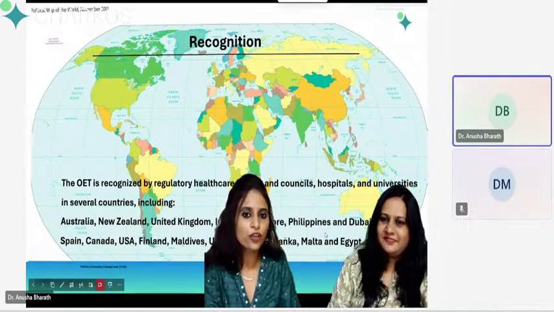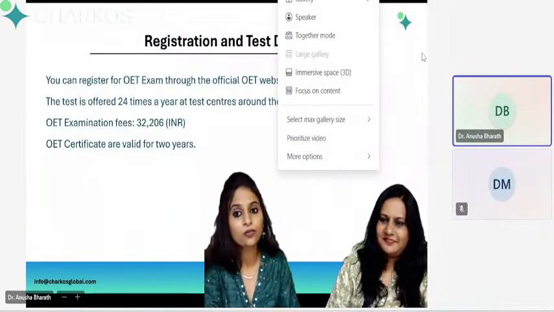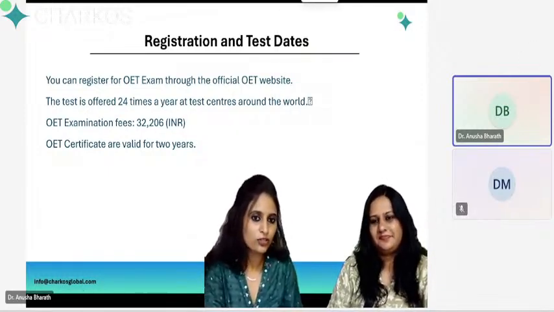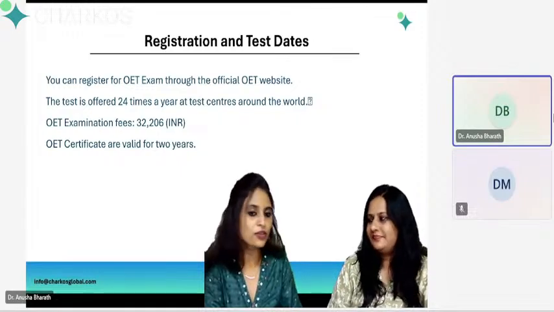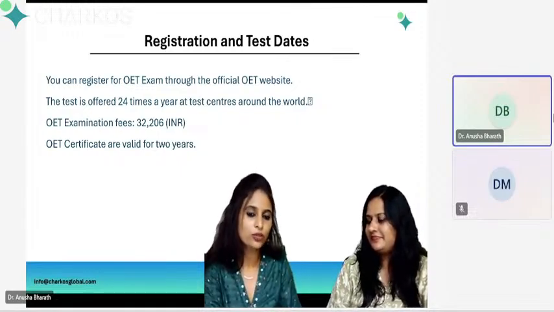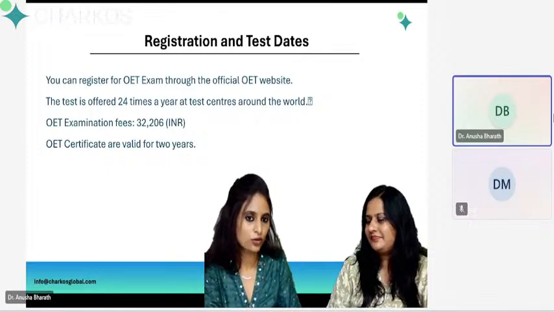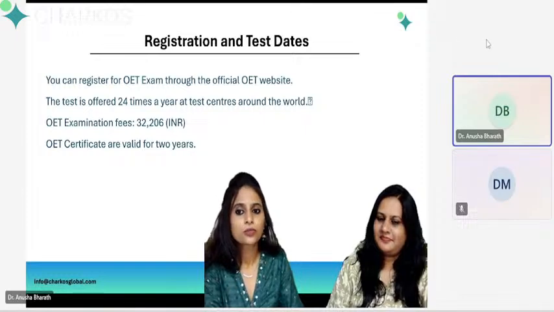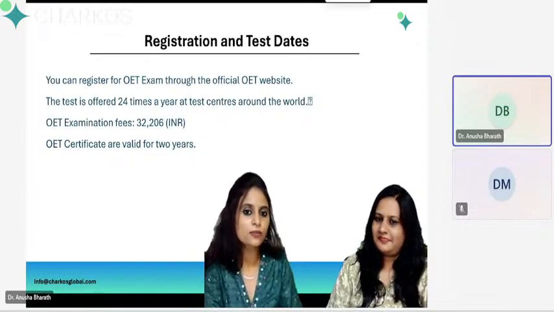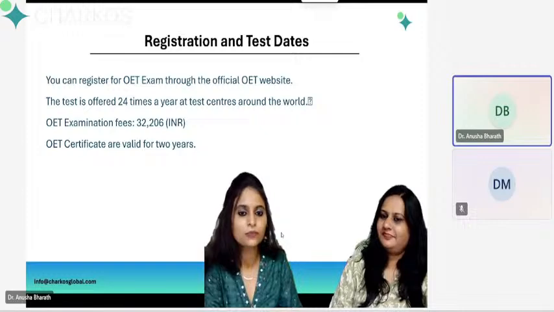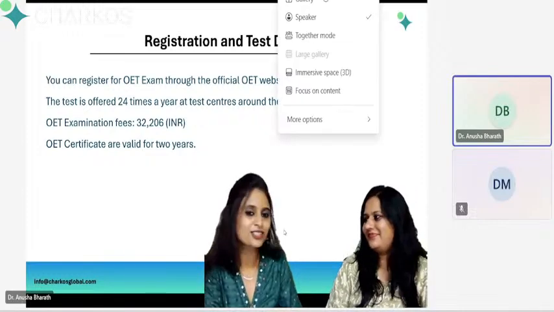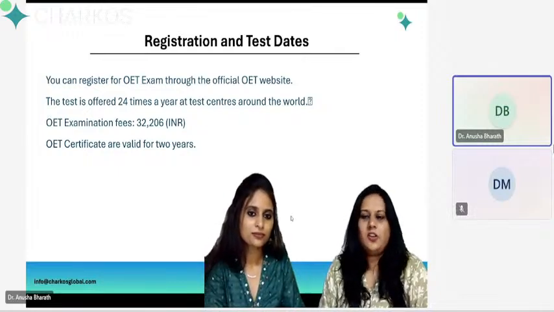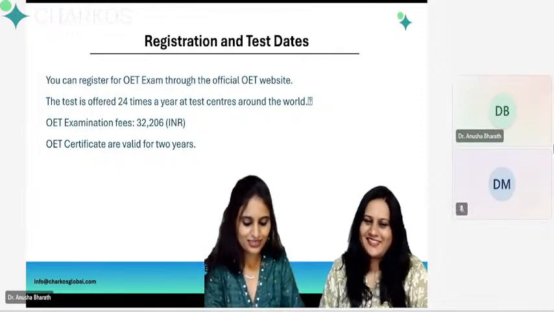And now moving on to the registration. One thing that all of you should understand is this is paid in Australian dollars. So when you're checking the currency and the exchange, please make sure that you are typing in AUD to INR, and you'll get the right amount. The OET exam fees comes to approximately 32 to 33,000. It is conducted twice a month, and the certificate is valid for 2 years.